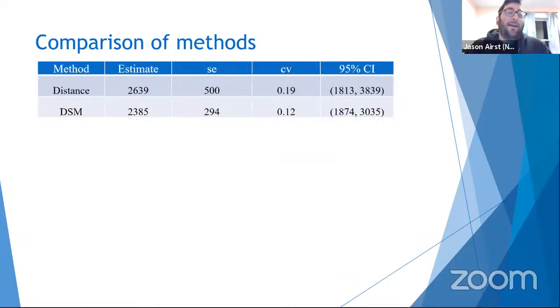So finally, when we compare the two methods to one another, we find that the 95% confidence intervals for the two estimates are almost identical, but the DSM package results have a lower coefficient of variance, so they're more accurate. And that was our goal for doing this kind of work.